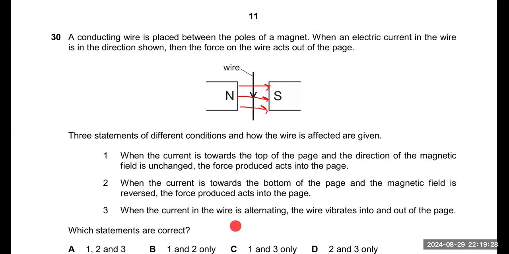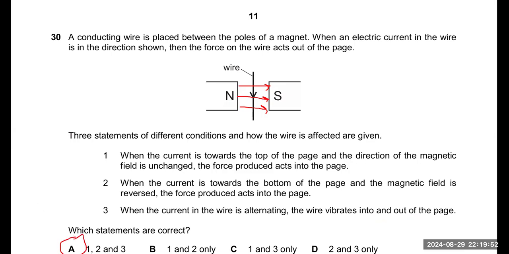The third one is when the current in the wire is alternating, and this was the direct current. Here he is saying that now the current in the wire is alternating. Alternating current is that whose direction changes in equal intervals of time. So the wire vibrates into and out of the page. Yes, this is correct. It means all the options are correct, so our first option will be correct.